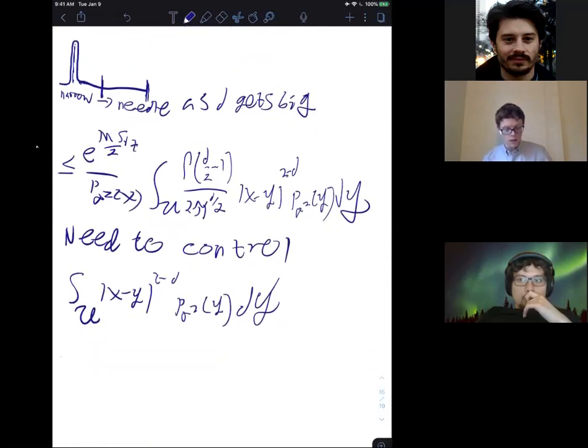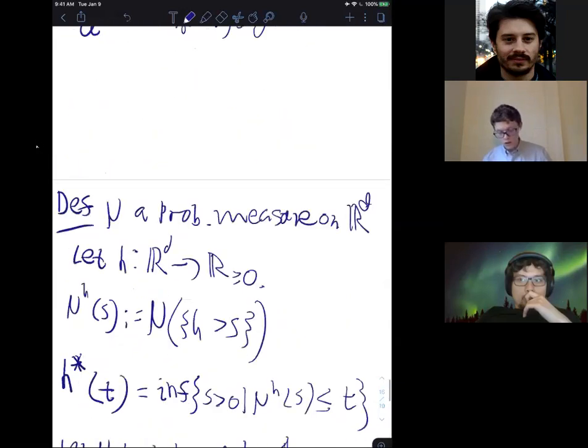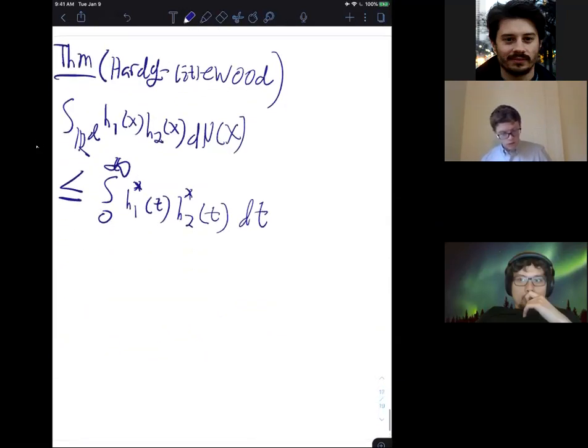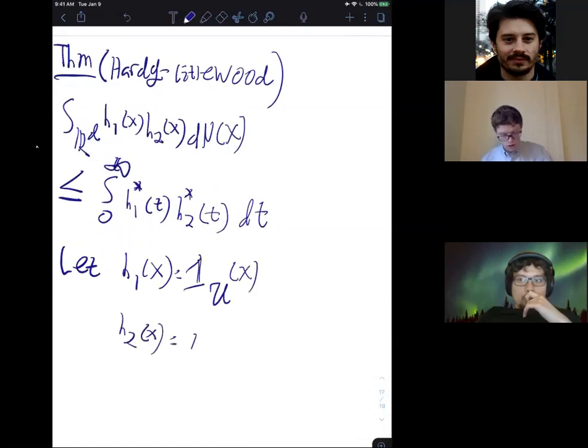And in our situation, we can actually still apply this Hardy-Littlewood with these functions, this |x minus y| to the 2 minus d, and mu, and u. So let h1 of x equal just the indicator of this set u, and h2 of x equal, sorry, we should be using y here. So h2 of y is going to be |x minus y| to the 2 minus d. And so we can just literally plug this into the Hardy-Littlewood theorem.